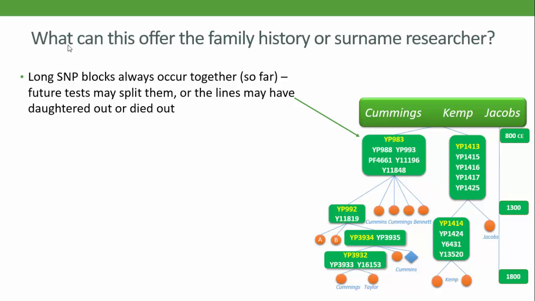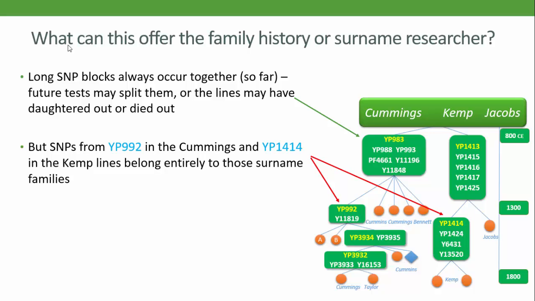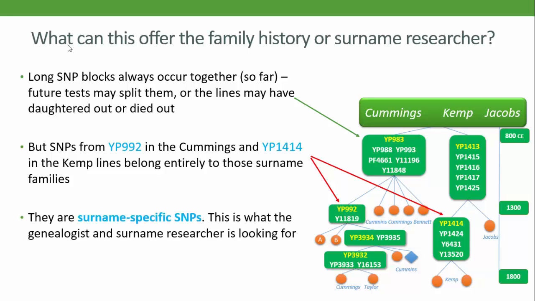So you may find in your test you'll get many SNPs marking branches of your tree. You'll just as likely find you've got many blocks of SNPs marking branches of your tree. And some of these SNPs, however, are defining their surname families. So YP992 and all the SNPs below it only appear in this Cummings family. YP1414 and the ones below it also only appear in this family of Kemp from Cavan in Ireland, although they've only done 2 tests so far, so taking more tests would probably be advisable to confirm this particular finding. So this is what SNP testing is offering today to researchers, the hope of discovering SNPs in the historical era which can define surnames, which can define your surname.